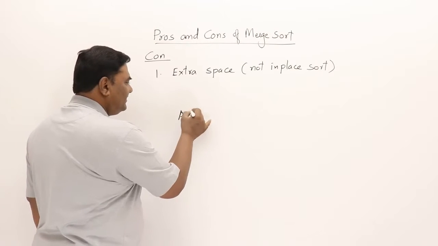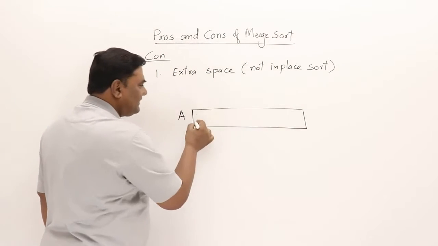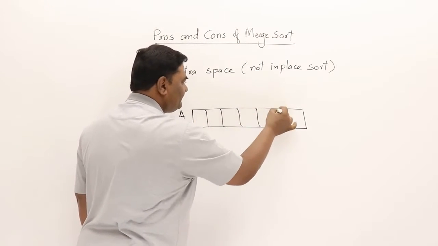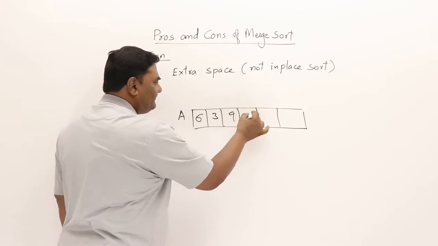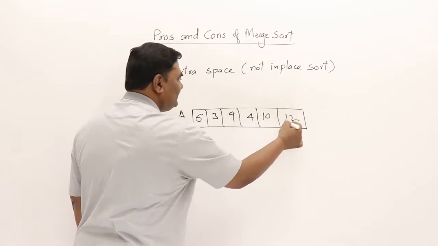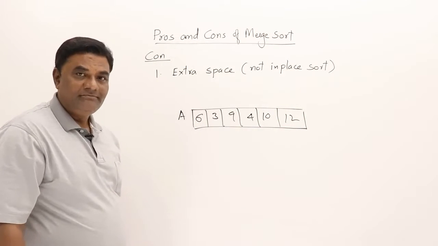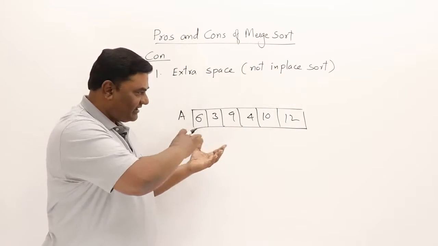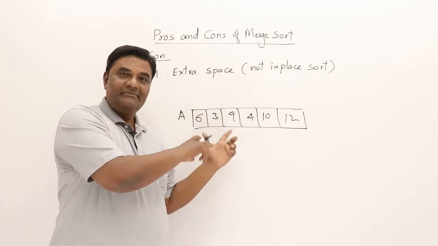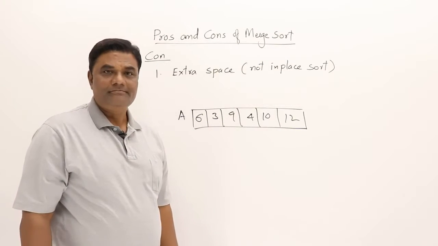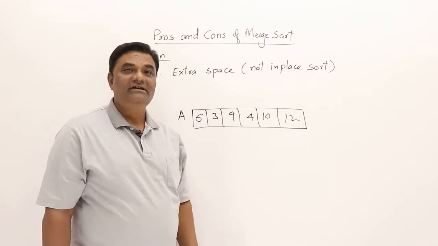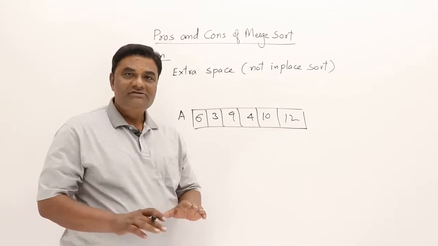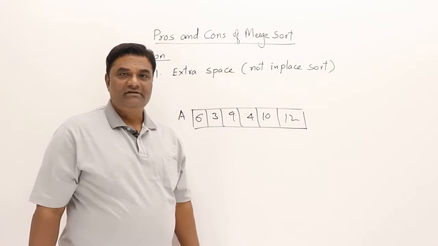See, if I have an array of elements, 6, 3, 9, 4, 10, 12, and I want to sort them. Now the sorting algorithm should rearrange the elements within the same array only and sort them. If it is rearranging within the same array, then we call it in-place sorting. MergeSort is not in-place sorting.